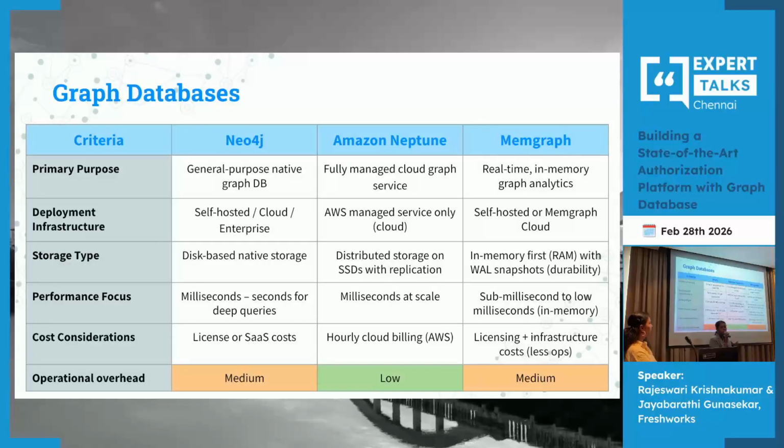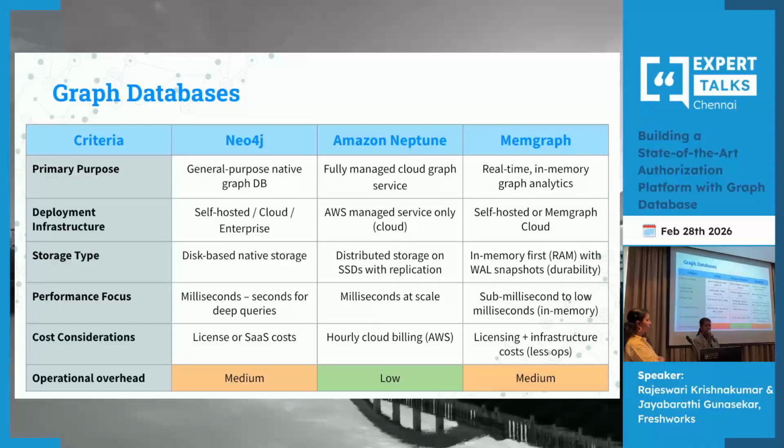Then the most important factor, I think the subsequent 2 points are the most important ones. One is performance, and the other is cost considerations. So when it comes to performance, all the three being graph databases, there will be a similar performance where we can achieve the required millisecond latency. And in terms of cost, depending on how we host the database, the costs can vary.